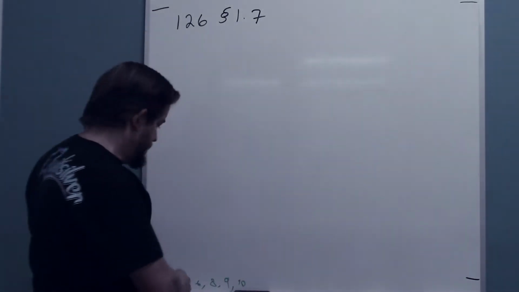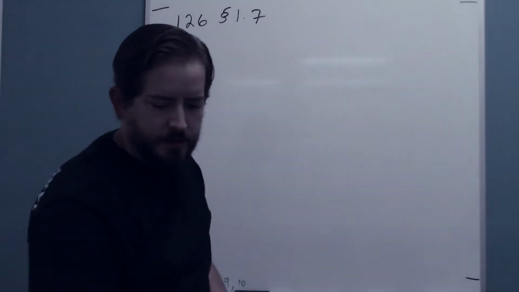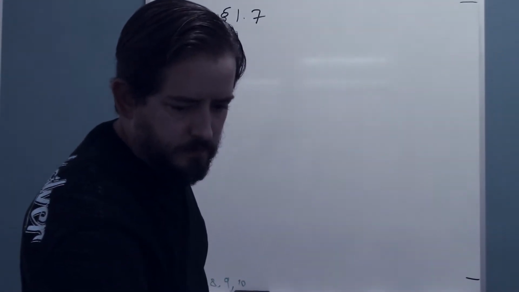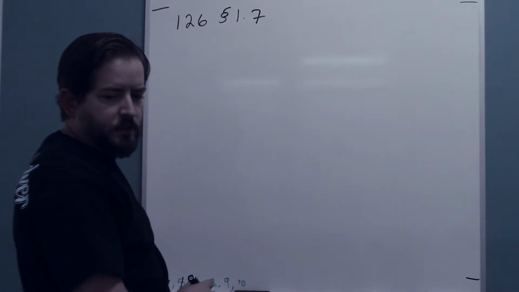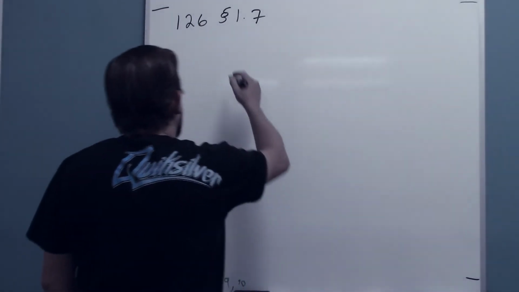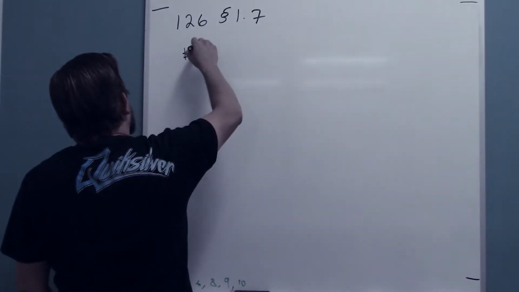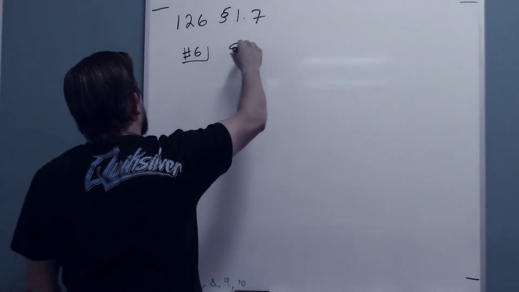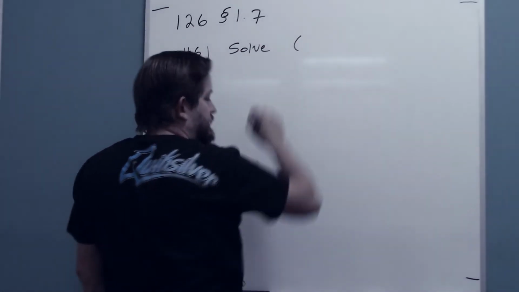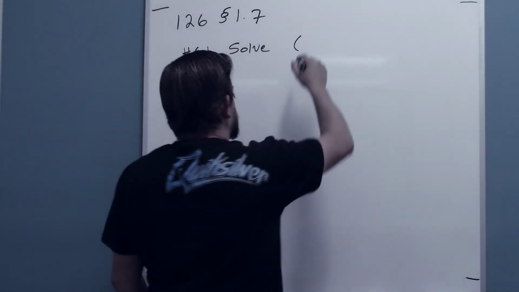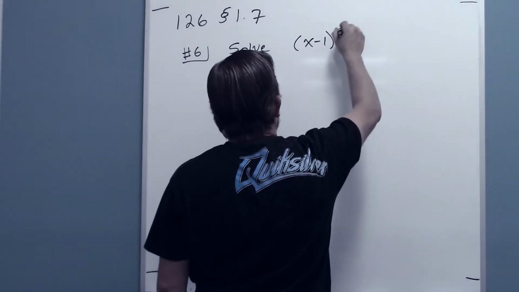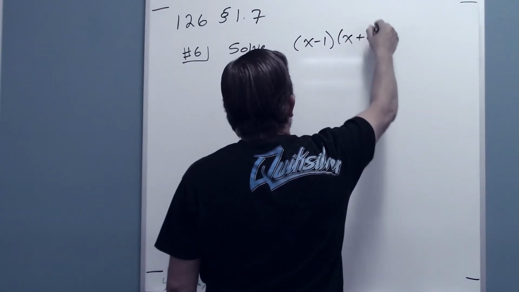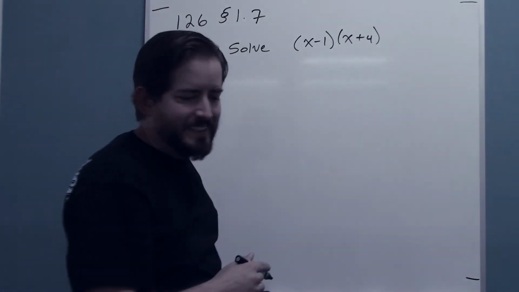All right, let's look at number 6. So 6 is a nonlinear inequality, and I have x minus 1 times x plus 4 is less than 0.